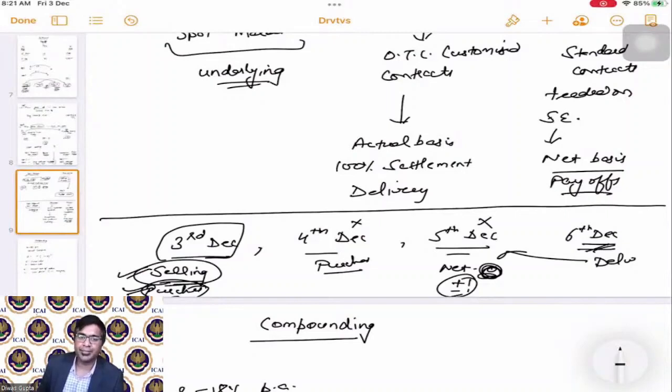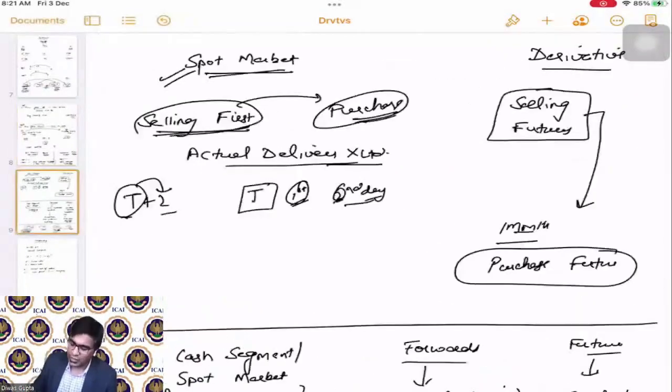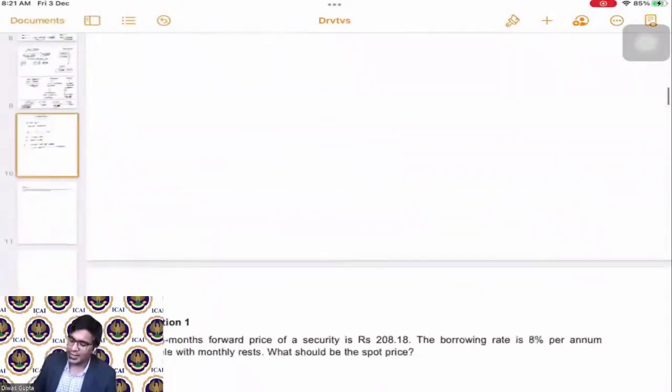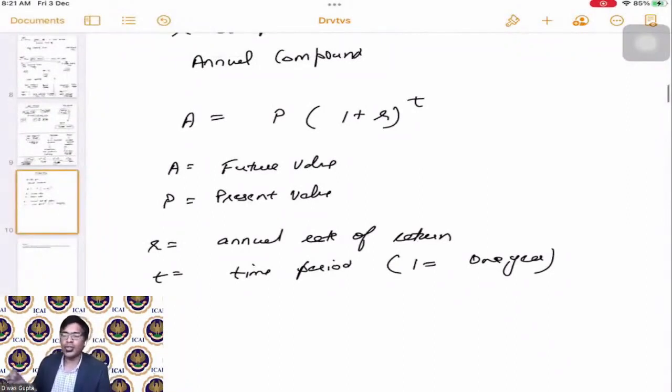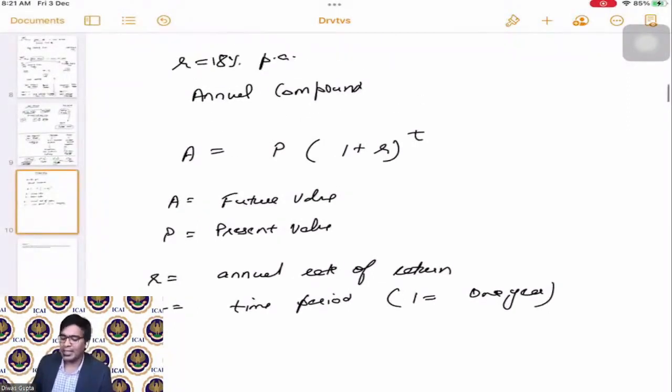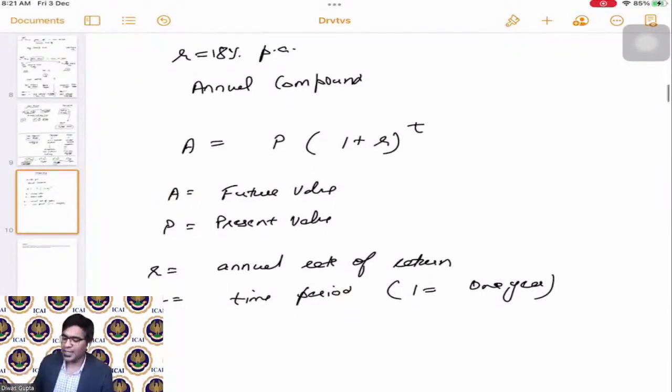This is about short selling, Namita. Anyway, this is just to make you understand, because in some of the questions the language will be like that. That is the main element. Let's cover the other topics first, and then I will again relate it to the questions.